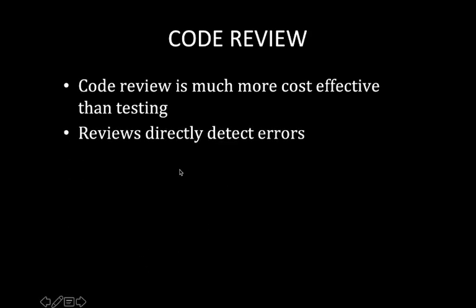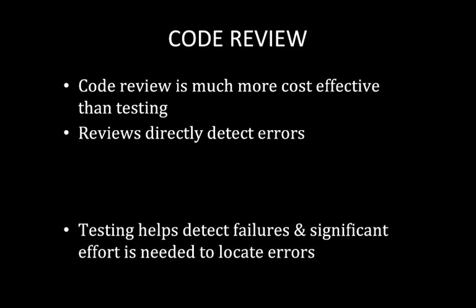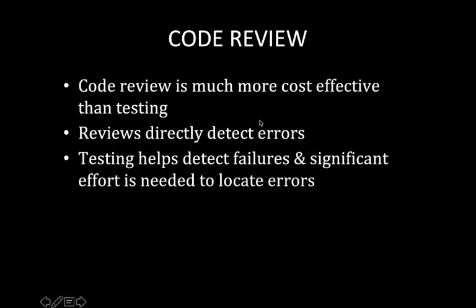Here we review directly and detect errors. Testing helps to detect failures, and significant effort is needed to locate those errors. So that is the difference between review and testing. Review tries to detect errors, but testing only detects failures, and then we have to locate errors. But here we can directly locate the errors.